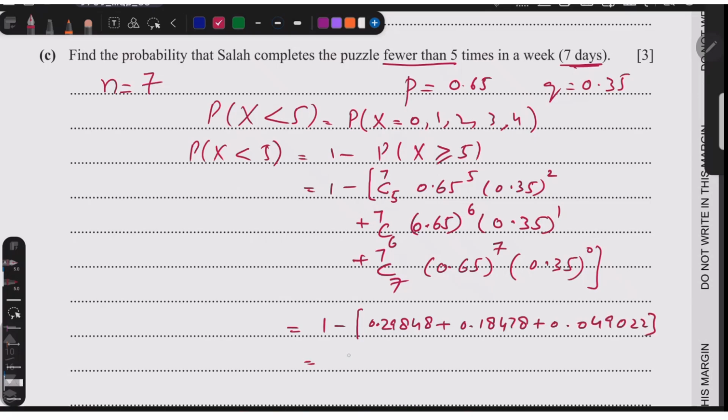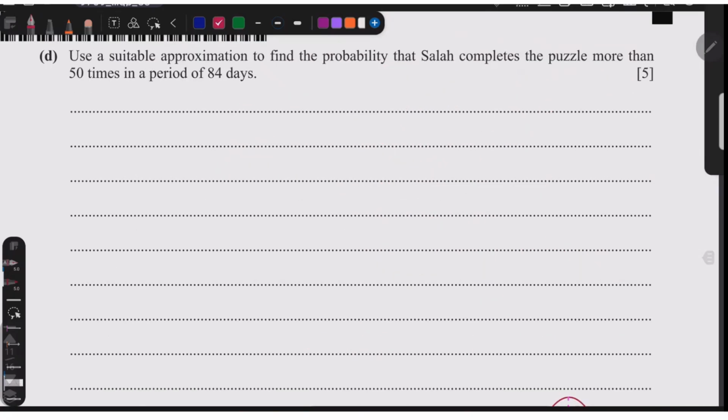So your final answer would be equal to 0.468. D part is use a suitable approximation to find the probability that the solver completes the puzzle more than, probability of X greater than 50 times in a period of 84. We need to apply the concept of a suitable approximation, where p means completing the puzzle is this one and q is equal to this one.